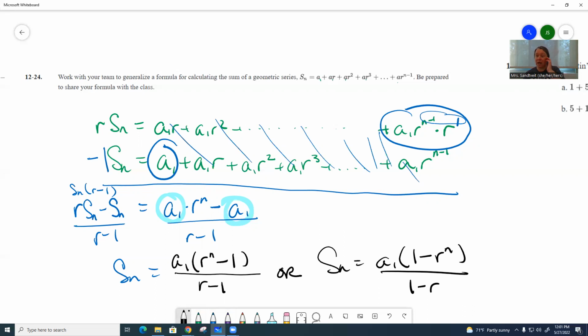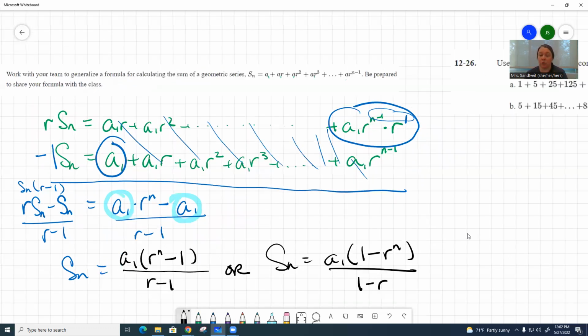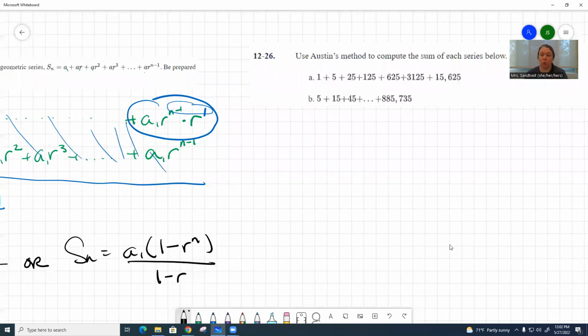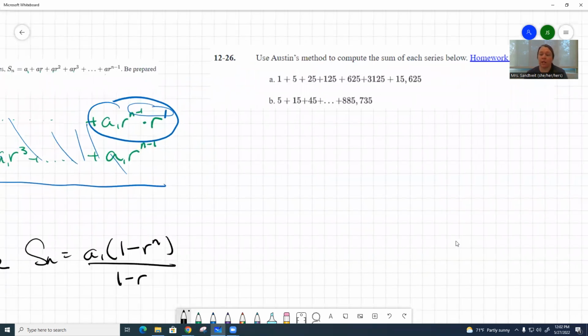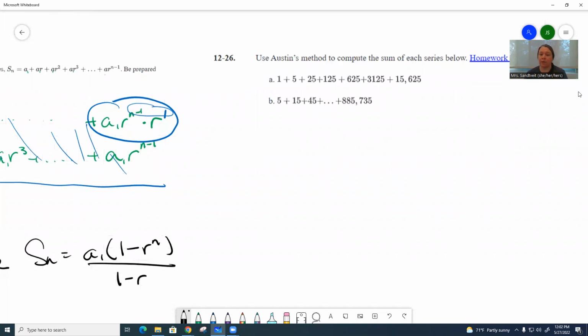And that is what you see on your math note that you have in your notebook, that rule right there. And so what we're going to do next is practice using this rule to do a couple more. This actually comes from the homework. It says use Austin's method to compute the sum of each series below. Now, I would use this rule for part A, but I wouldn't use it for part B because I don't know how many terms there are. I could solve to figure it out, but it's not a super quick solve. And so I would actually use Austin's rule for that one. But for the first one, I can use this rule.